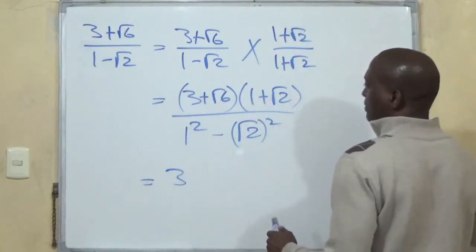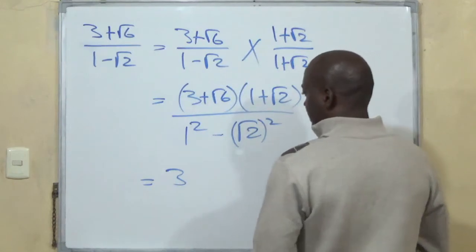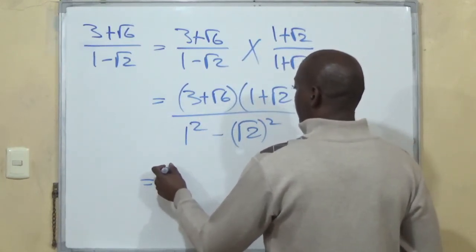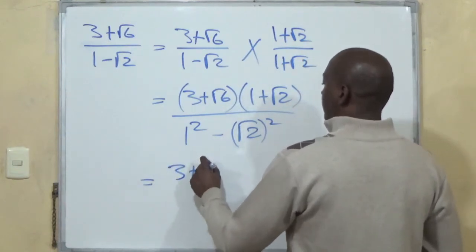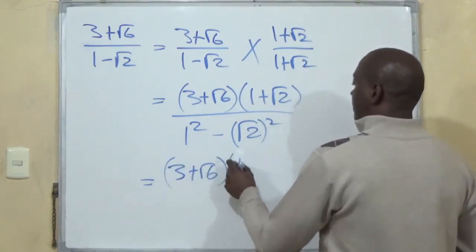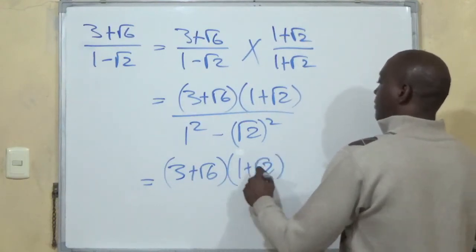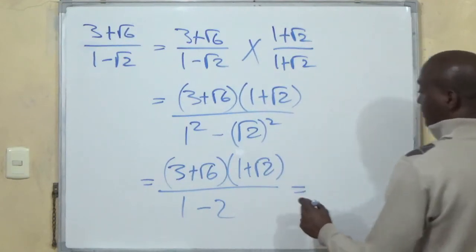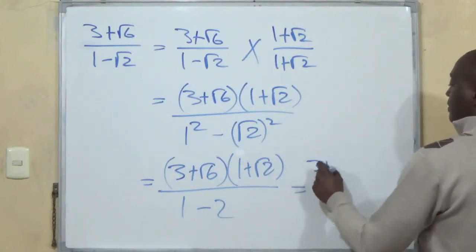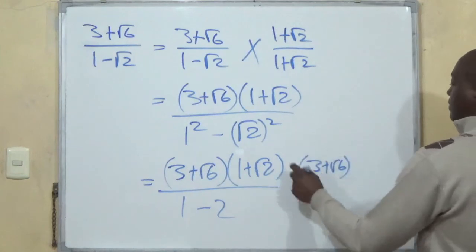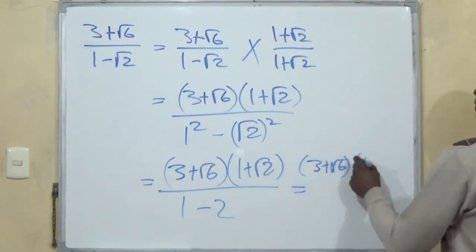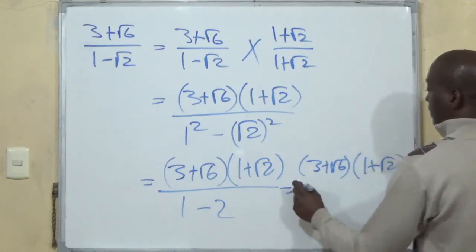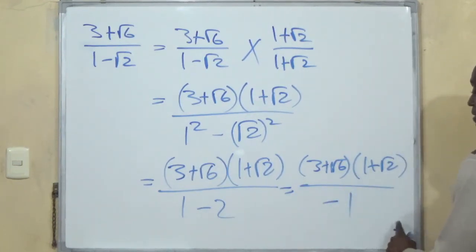In fact, no. We're leaving it just so. We leave it on top and we could always multiply it out at the end. So you have 3 plus root 6 in brackets by 1 plus root 2 in brackets all over 1 minus 2. So you'll get 3 plus root 6 into 1 plus root 2 all over minus 1.